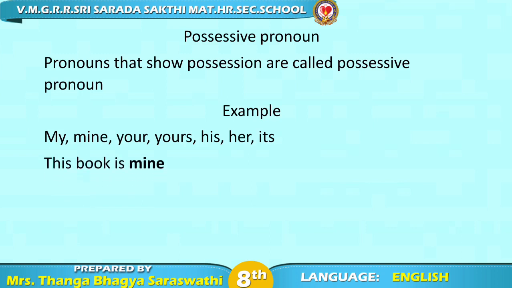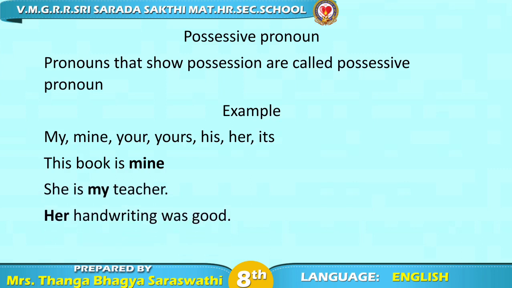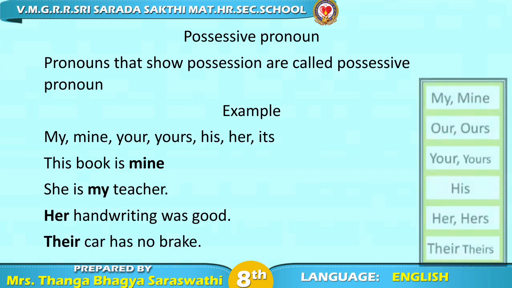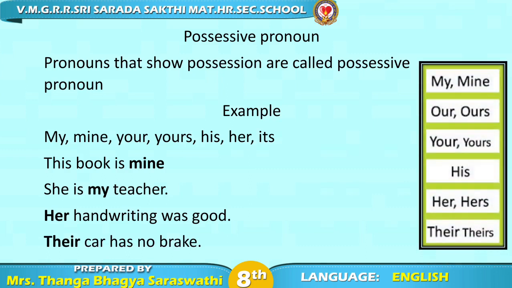This book is mine. On telling the sentence itself we may feel the possessiveness. This book is mine. She is my teacher. Her handwriting was good. These are some examples of possessive pronouns. Their car has no brake. So my, mine, our, ours, your, yours, his, her, hers, their, theirs. These are the possessive pronouns.